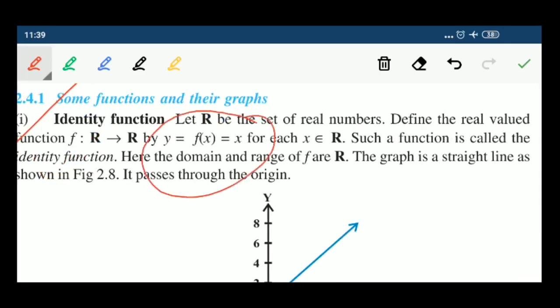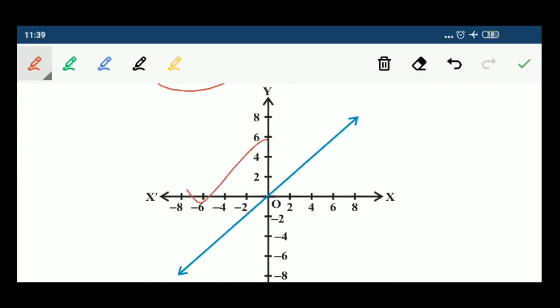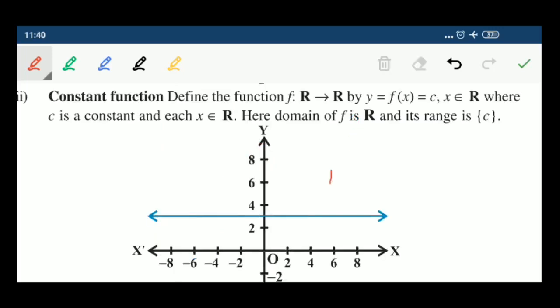So this type of function is called the identity function, and its domain and range are both real. Its graph is a straight line which passes through the origin. You can see here this type of graph we will get for the identity function. So the next function is the constant function.